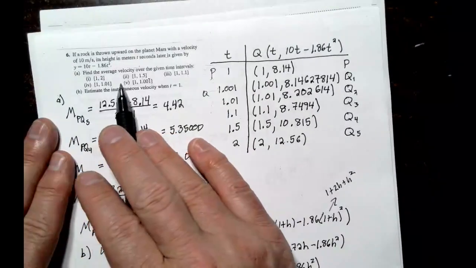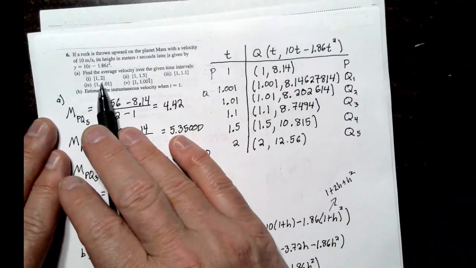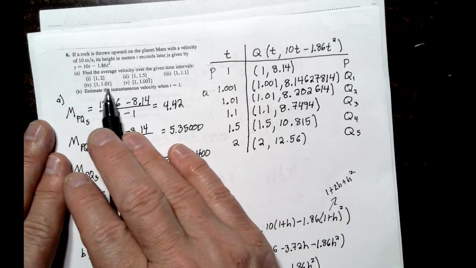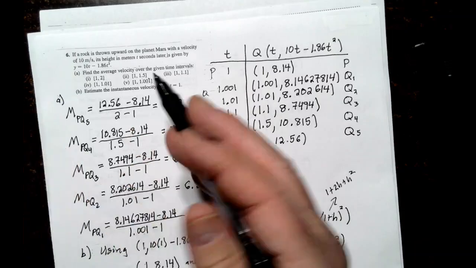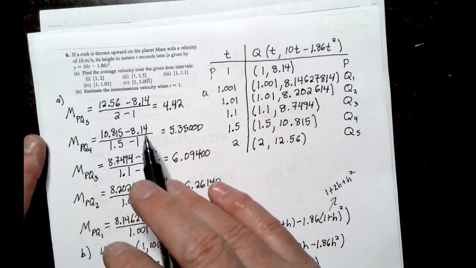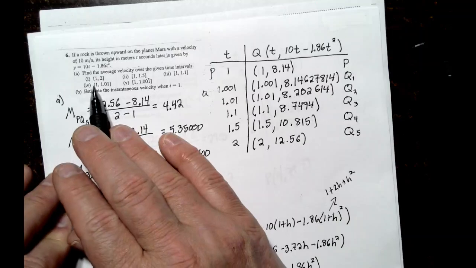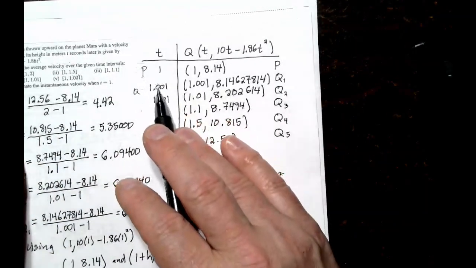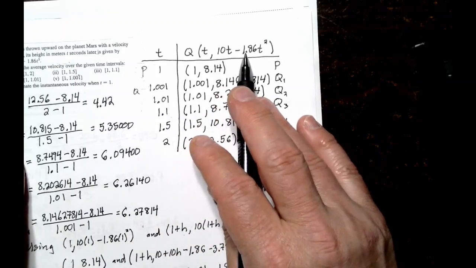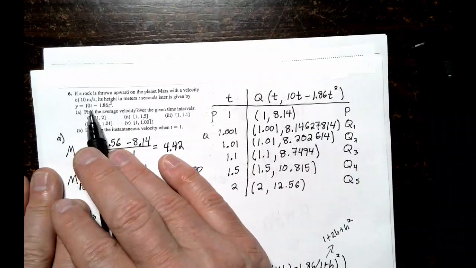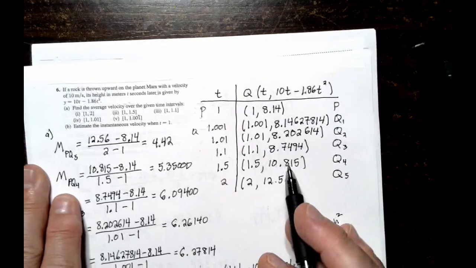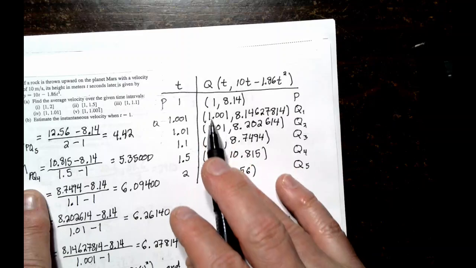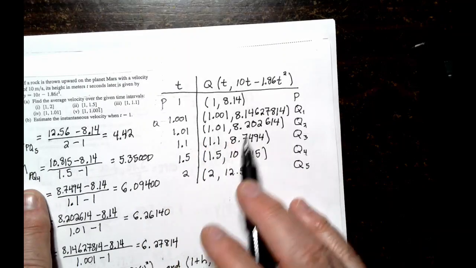Now they give you a whole bunch of x values here. They're talking about the interval from 1 to 2, 1 to 1.5, 1 to 1.1, 1 to 1.01, 1 to 1.0001. They just keep getting closer and closer to 1, but slightly off from 1. Now these are all x values. You have to figure out the y value. So you take all of these x values and plug them into the function, and the function here is 10t minus 1.86t squared. So these t values you plug into the function and get the y coordinate. Notice your x coordinate is whatever this is, and there's your y coordinate.